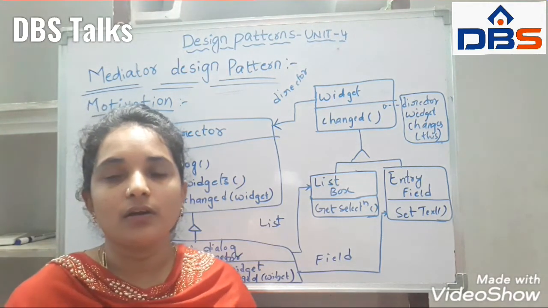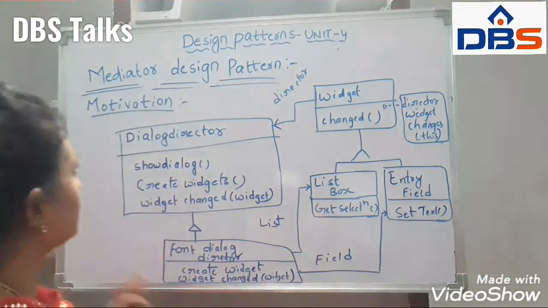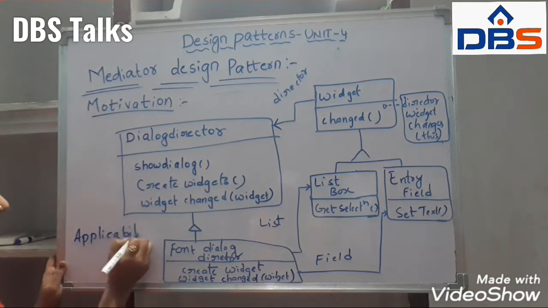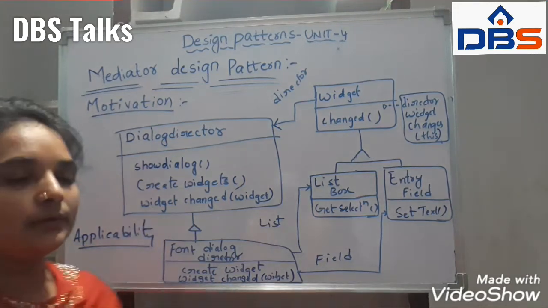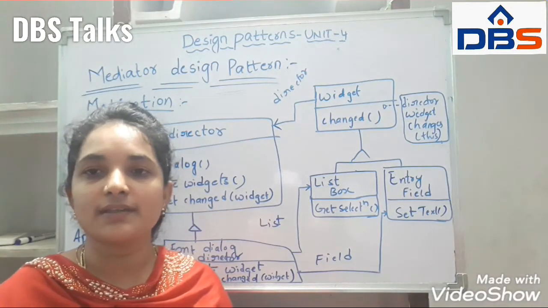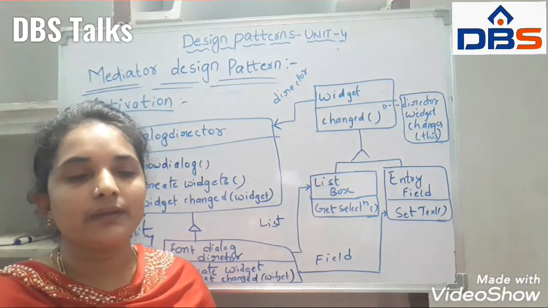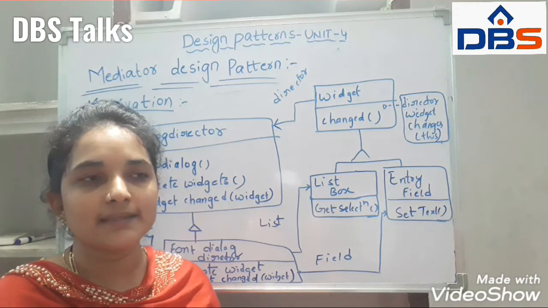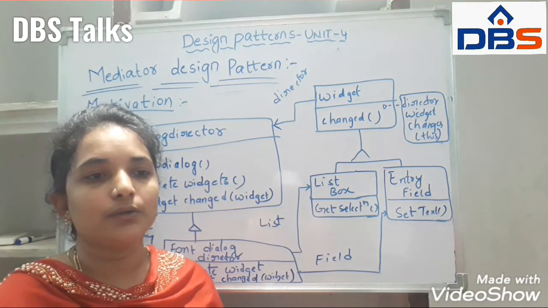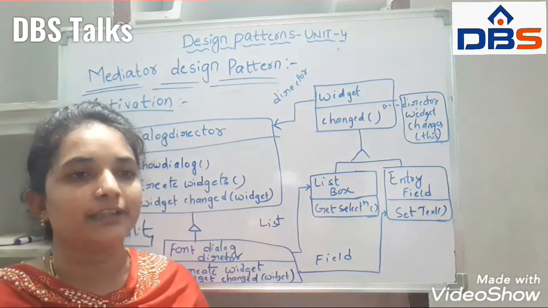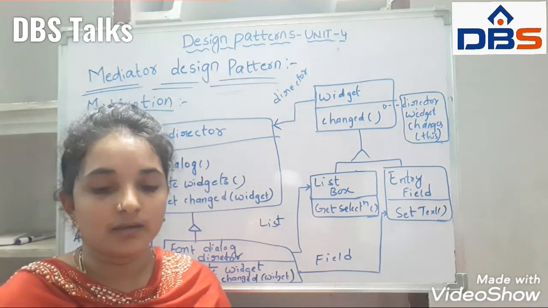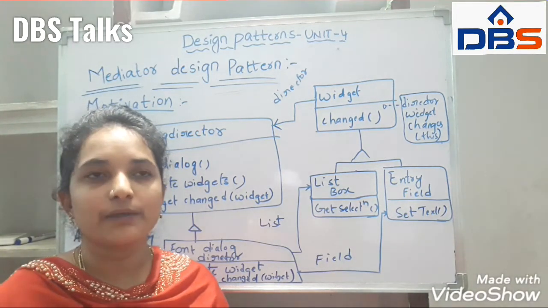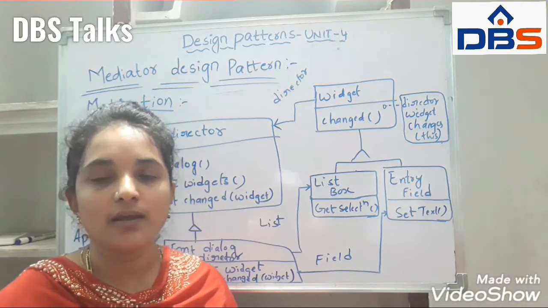So next, coming to the applicability. Applicability is nothing but in which situation we are going to use the design pattern. When the communication between the objects is very complex, and we have interdependency, and it is difficult to understand, in that situation we are going to avoid those problems by using the mediator design pattern. That is called the applicability.